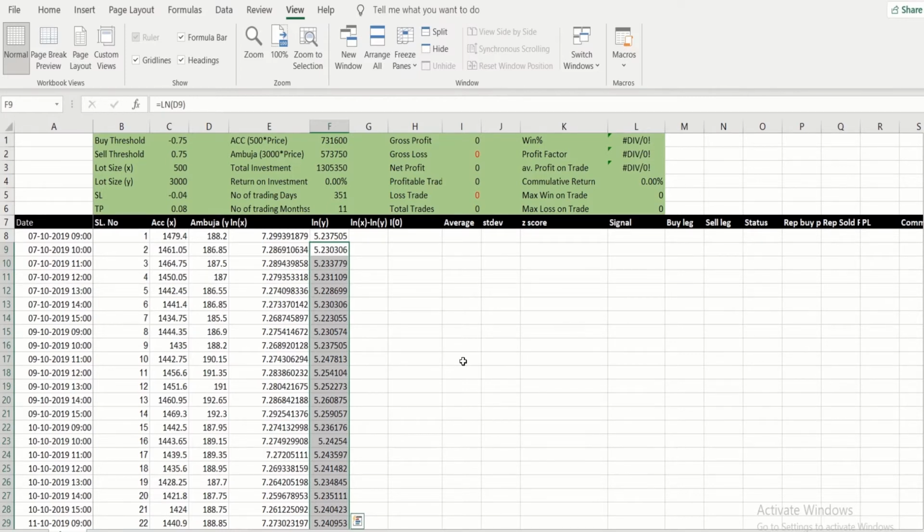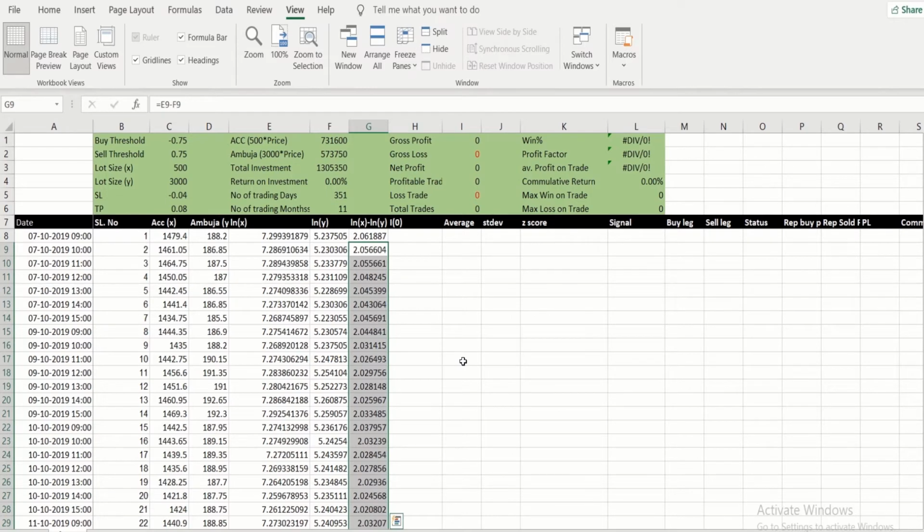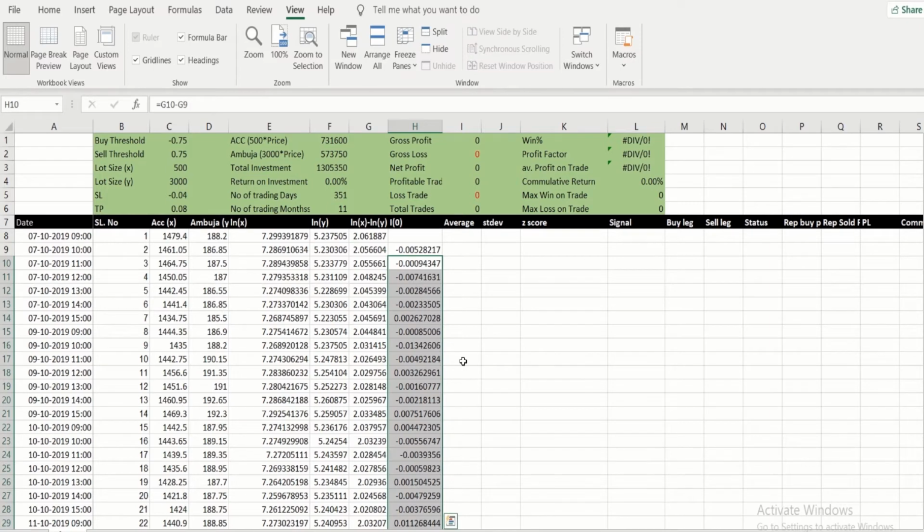Now if you are doing an arbitrage trade, the word spread refers to the difference between the closing prices of two stocks. Here in column G, we have calculated log A minus log B, where A and B are the prices of ACC and Ambuja respectively. Now in column H, we are calculating the change in spread, and we have to make sure to check with the ADF test whether these values are stationary or not.